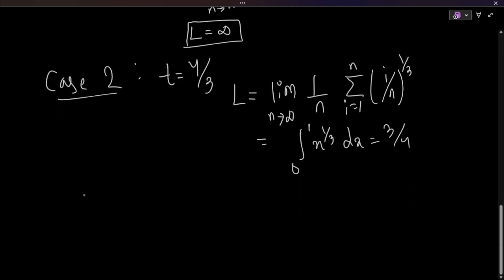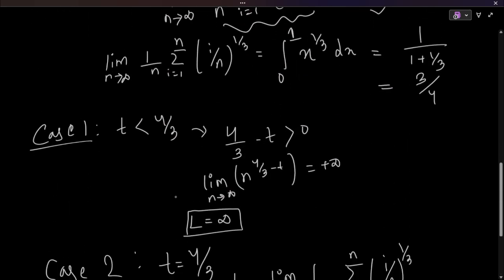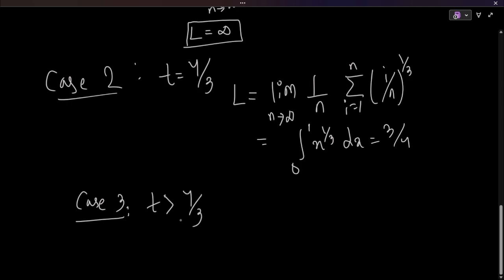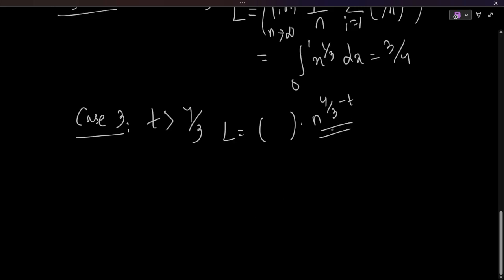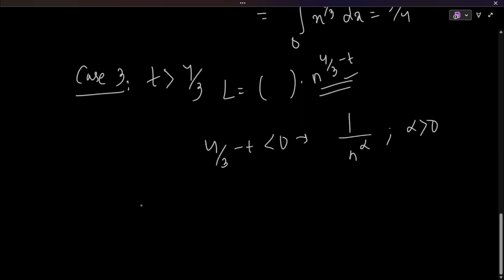And for case 3, t is greater than 4 by 3. In this case, let's say you have this whole thing here multiplied by n to the power 4 by 3 minus t, right? But now this term converges to 0, because 4 by 3 minus t is negative, and this means that this term is basically 1 by n to the power alpha for some alpha greater than 0, and this term will always go to 0. So in that case, L becomes 0.